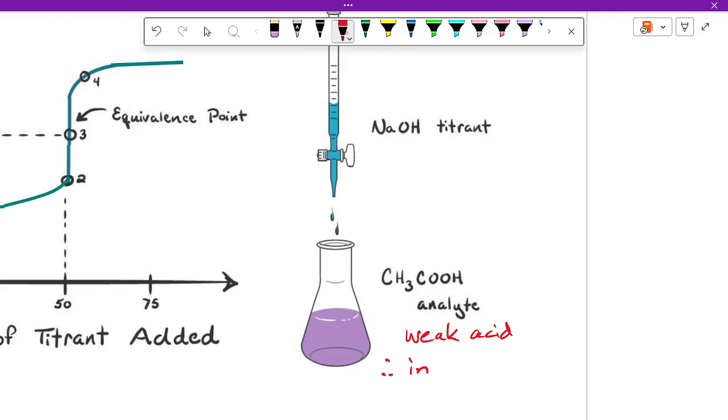Therefore, what was I saying? With a weak acid, the initial pH is higher than with a strong acid.